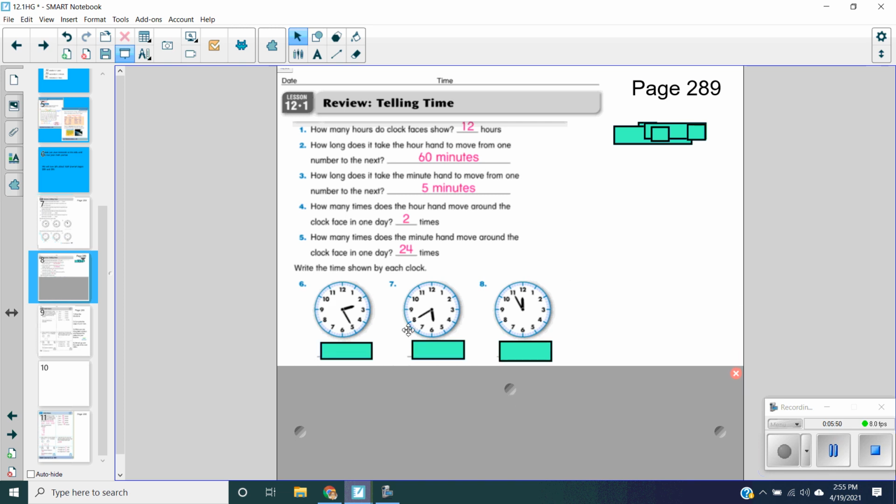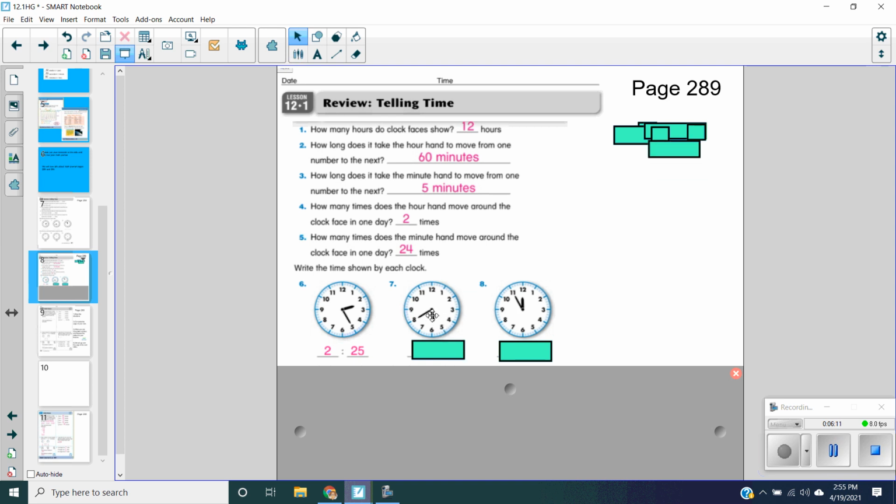All right, looking at question number 6, I can see that my hour hand is in between the 2 and the 3, which lets me know my hour is still 2, and then my minute hand, I can count by 5s until I get to that 5, or maybe I just know that when my minute hand is on the 5, it means 25. So my time is 2:25.